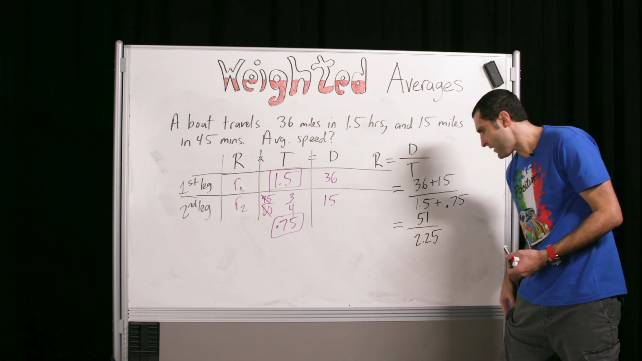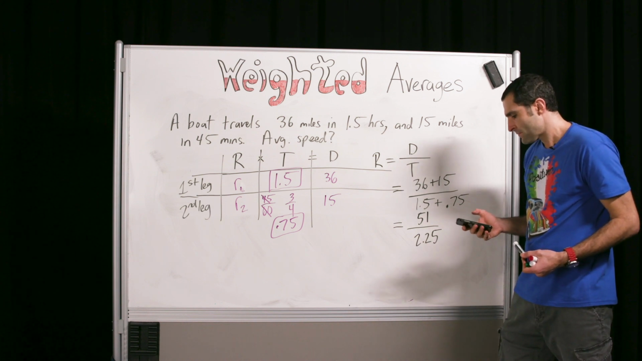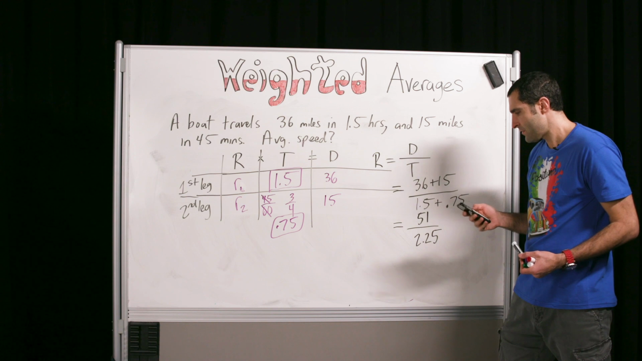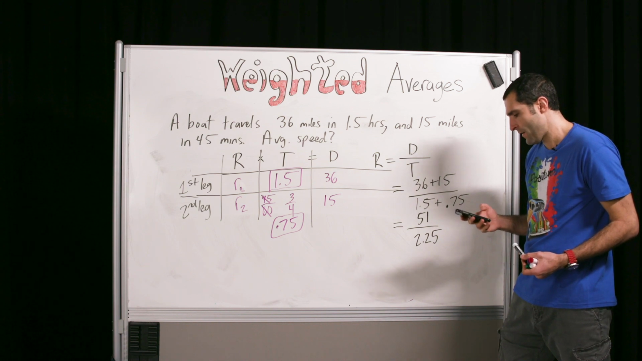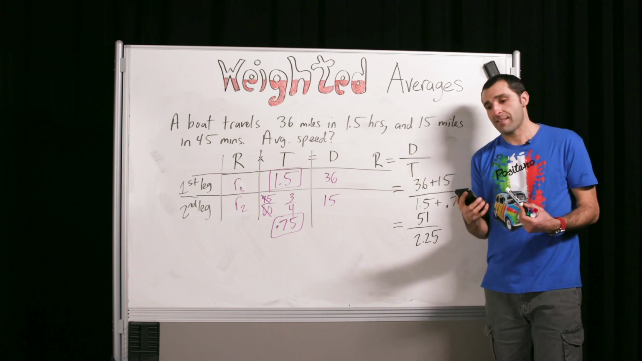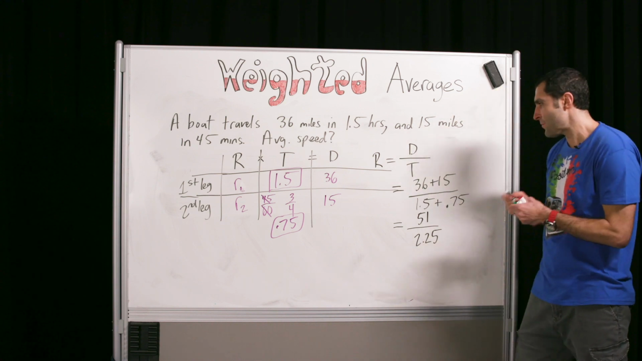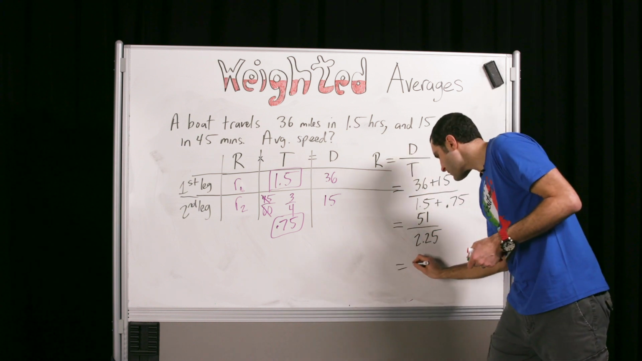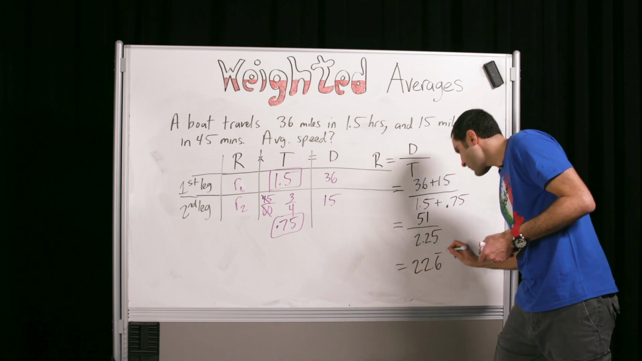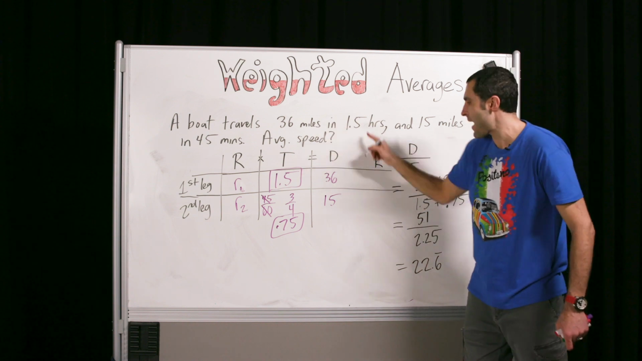Set it up today. 51 divided by 2.25. 22.6 repeating. And that is a rate, and that is in miles per hour.